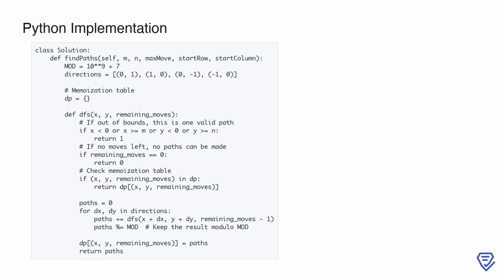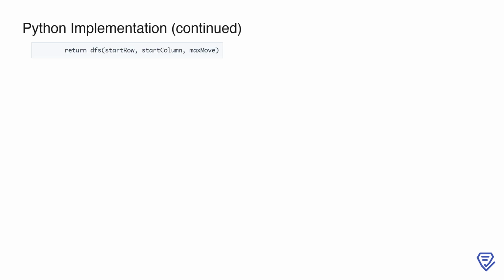For every direction, we recursively call DFS with the updated position and one less remaining move, adding the result to paths. To prevent overflow, we take the modulo mod at every step. Finally, we store the computed result in the memoization table for the current state and return it. The findPaths function concludes by simply invoking the DFS helper function with the given starting position and the maximum number of moves allowed. This call initiates the recursive exploration of all possible paths from the starting point, considering the boundary conditions and remaining moves at each step.